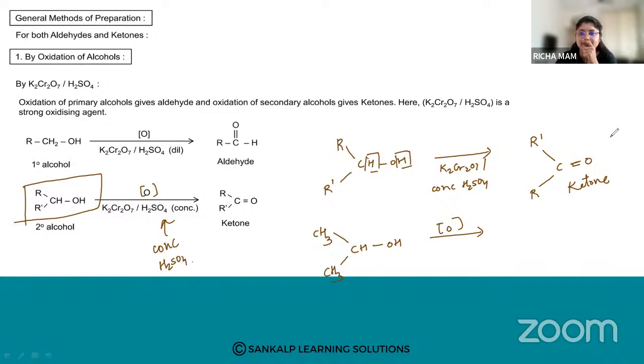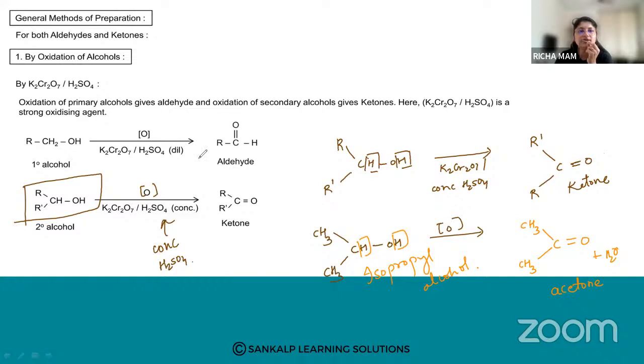What am I going to get? Acetone. The name of this ketone is acetone, plus H2O. This is isopropyl alcohol. From isopropyl alcohol, we are going to get acetone. So this was the first method of preparation of aldehydes and ketones.